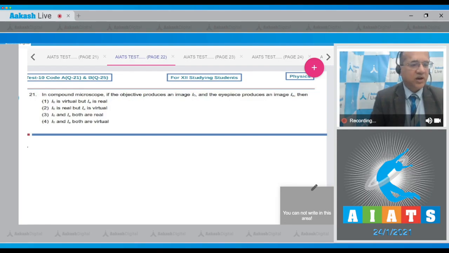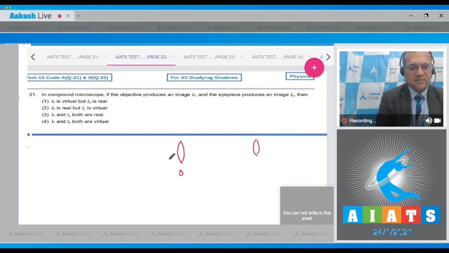Question number 21: a compound microscope. If the objective produces image I_O and the eyepiece produces an image I_E, then these are the four options. And see, this is the objective and this is your eyepiece, and the first image is formed.